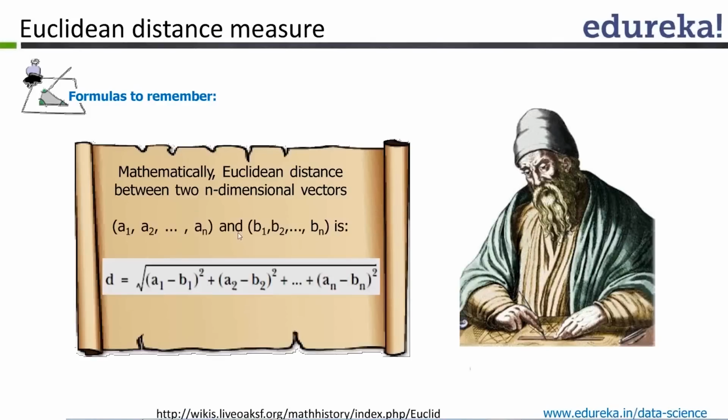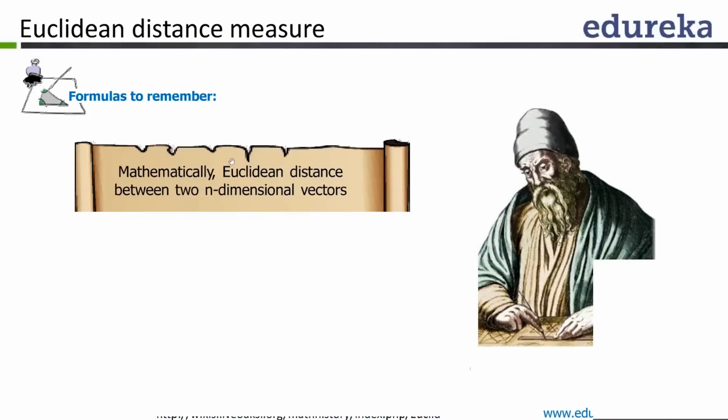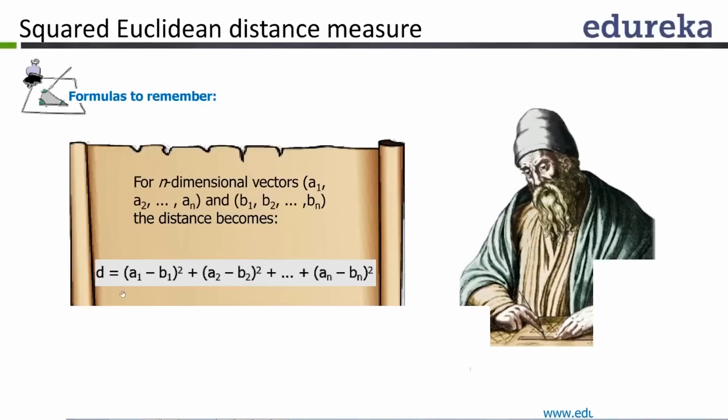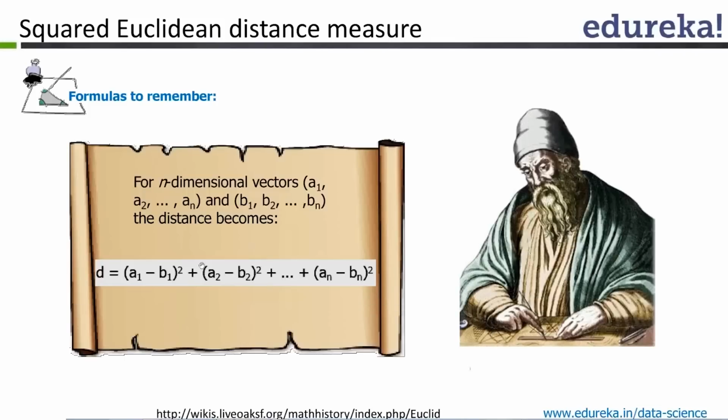Pictorially, that would be the length of the line that connects those two points in that n-dimensional space. The squared Euclidean distance is exactly the same without the square root. Typically both of them are interchangeable. You can use one over the other and you will get pretty much the same result.